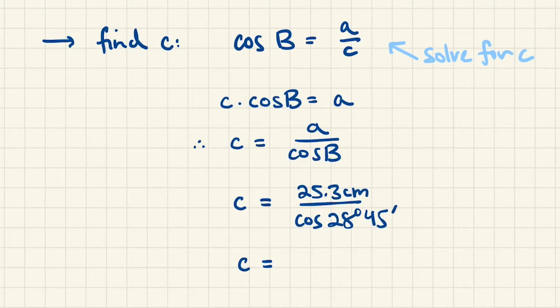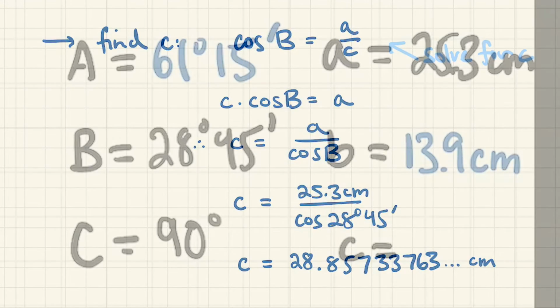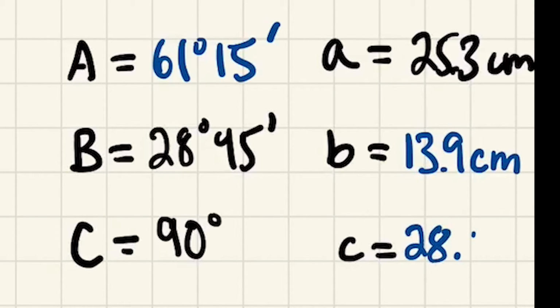Okay, so on my calculator, I got 28.85733763, and so on. That's centimeters. But we know to round that to 28.9 for our final answer. Well, let's go put that in. Okay, we have all 6 measures of the triangle, so the triangle is solved.